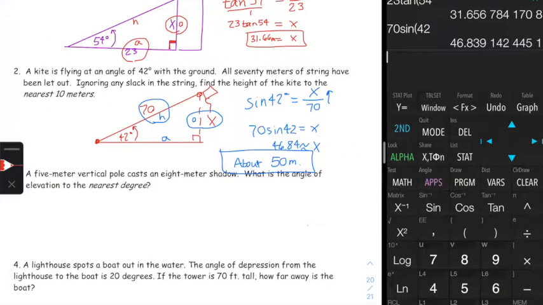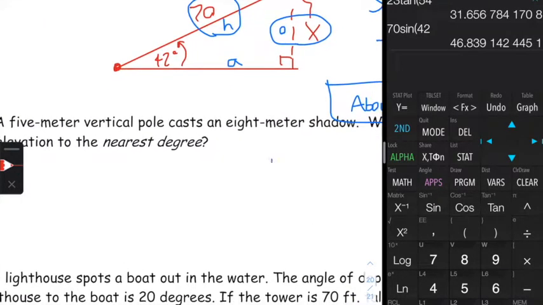And then each of the problems are just going to be slight variations of these. So the more word problems we practice, probably the better we'll get at these. So, next one, we're actually going to find the angle of elevation here. You've got a 5-meter vertical pole casting an 8-meter shadow.